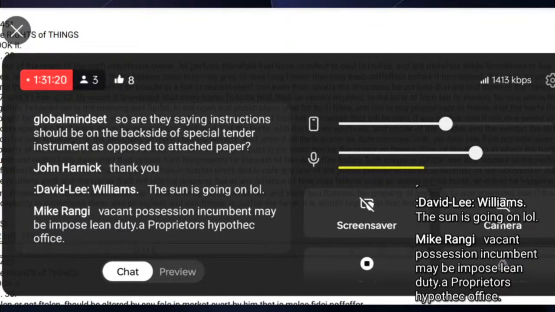Vacant possession incumbent may impose a lien duty, a proprietor's hypothetical office. Sheesh.